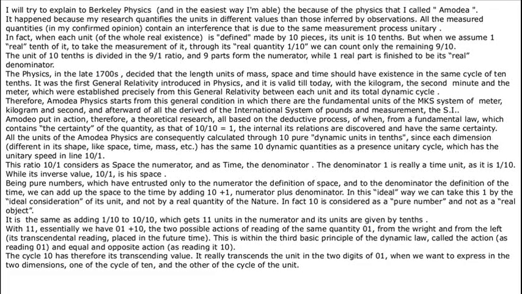The unit of 10/10 is divided in the 9:1 ratio, and 9 parts form the numerator, while 1 real part is defined to be its real denominator. The physics in the late century decided that the length unit of mass, space and time should have existence in the same cycle of 10/10. It was the first general relativity introduced in physics, and it is valid till today, with the kilogram, the second, minute, and the meter, which were established precisely from this general relativity between each unit and its total dynamic cycle.